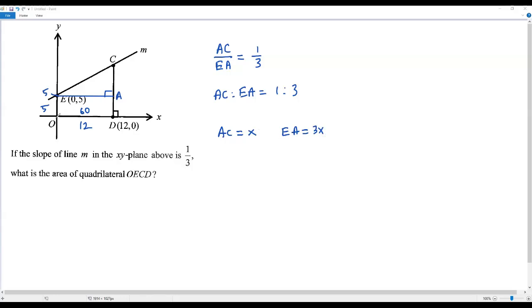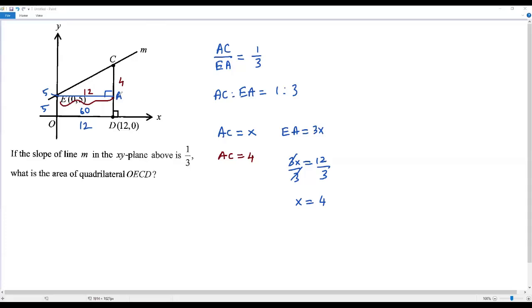Okay, so here already we know that OEAD is a rectangle. Since it is a rectangle, opposite sides are equal in length. Since the length of the side OD is 12, the length of EA also must be 12. But here we got the length of EA as 3x. So we know that 3x equals 12 from the diagram. So let's solve for x. For that we have to divide both sides by 3. So when I do so, I'm getting x equals 12 divided by 3, which is 4. Okay, now I got the length of AC. Already we got the length of AC as x, and the value of x is 4. So the length of AC is 4 and the length of EA is 12.